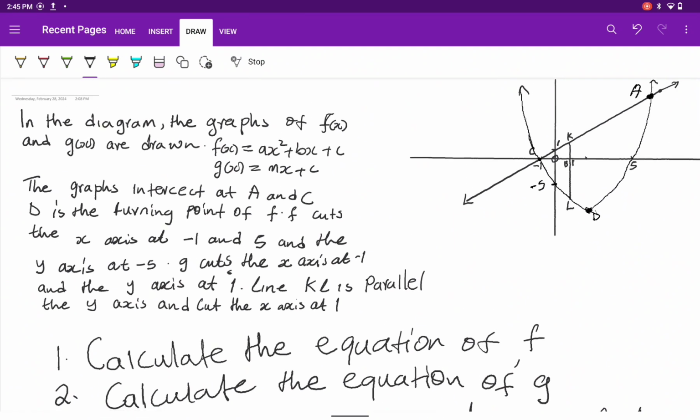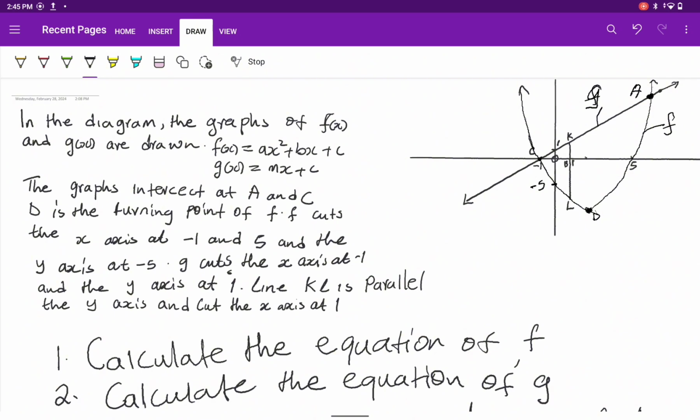In the diagram, the graphs of f(x) and g(x) are drawn. So this is the graph of g and this is the graph of f. Right, so f is ax squared plus bx plus c, whilst g is mx plus c. The graphs intersect at A and at C. D is the turning point of f.